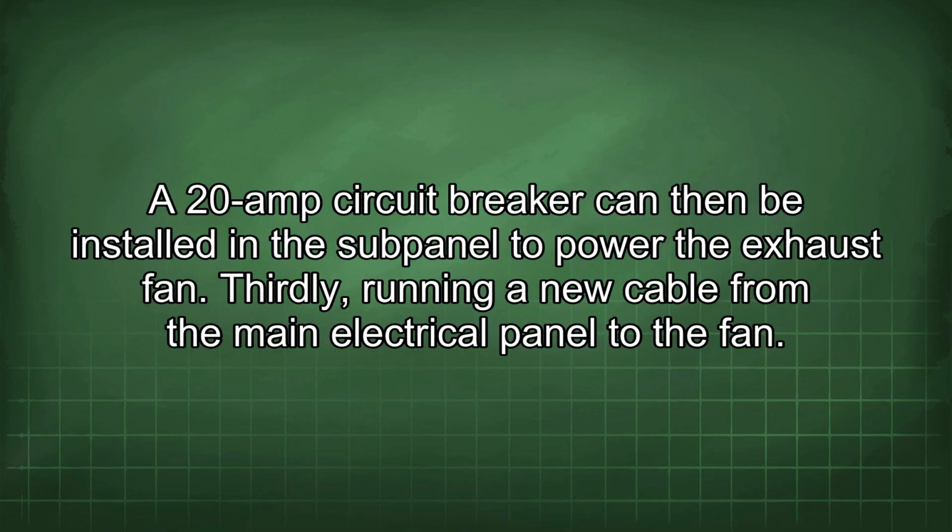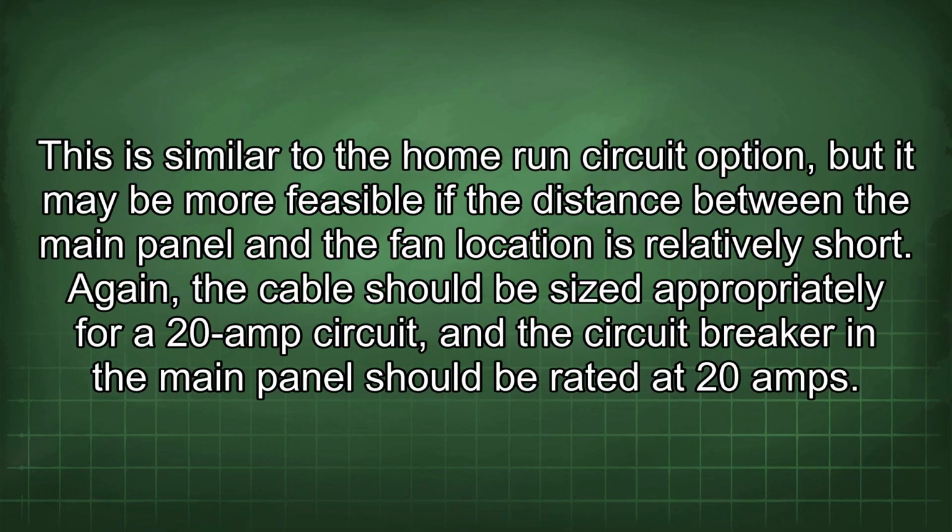Thirdly, running a new cable from the main electrical panel to the fan. This is similar to the home run circuit option, but it may be more feasible if the distance between the main panel and the fan location is relatively short. Again, the cable should be sized appropriately for a 20-amp circuit, and the circuit breaker in the main panel should be rated at 20 amps.